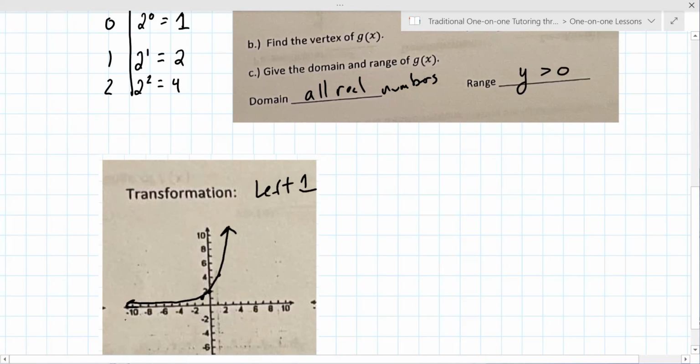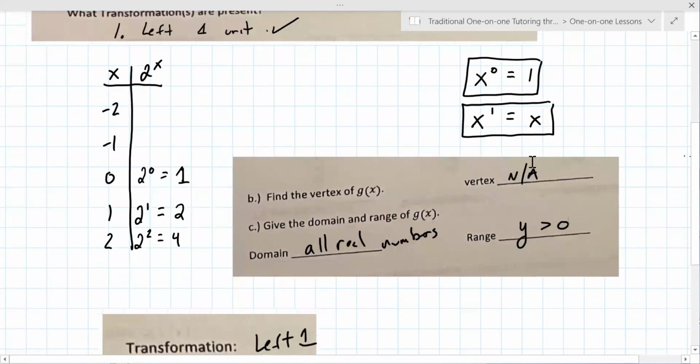There's no vertex. This one you can say not applicable or doesn't have one. Whatever you say here will be fine. Your instructor knows that they just copied and pasted, and this one doesn't have one. Okay, I got that down.